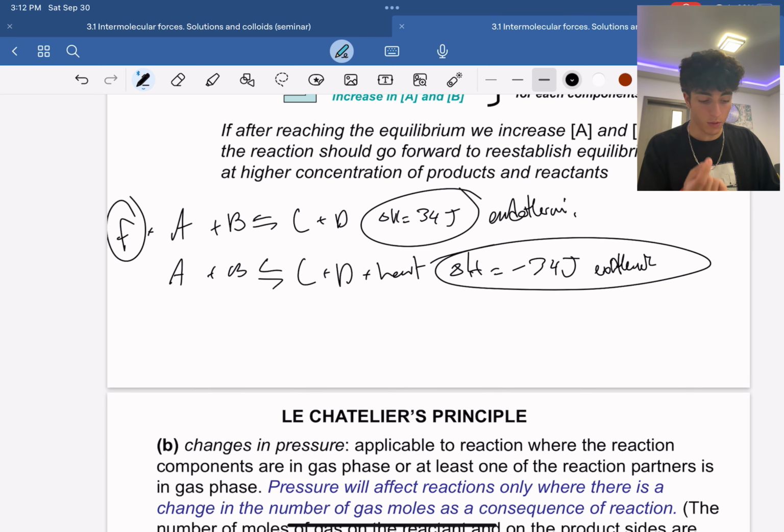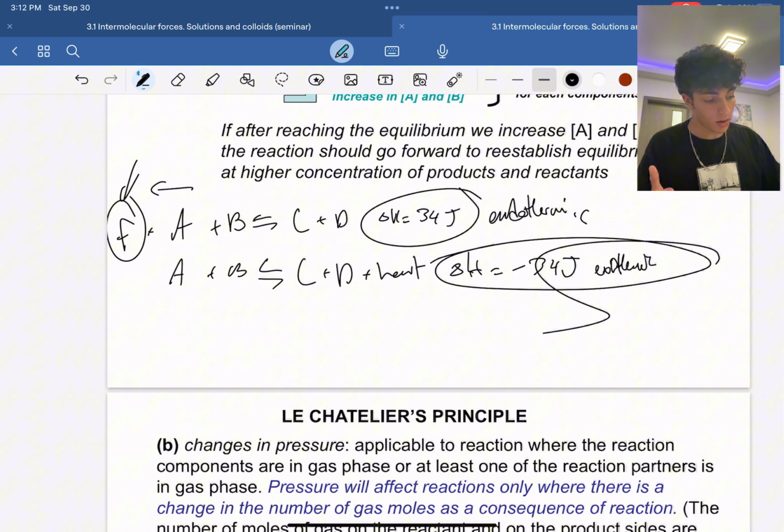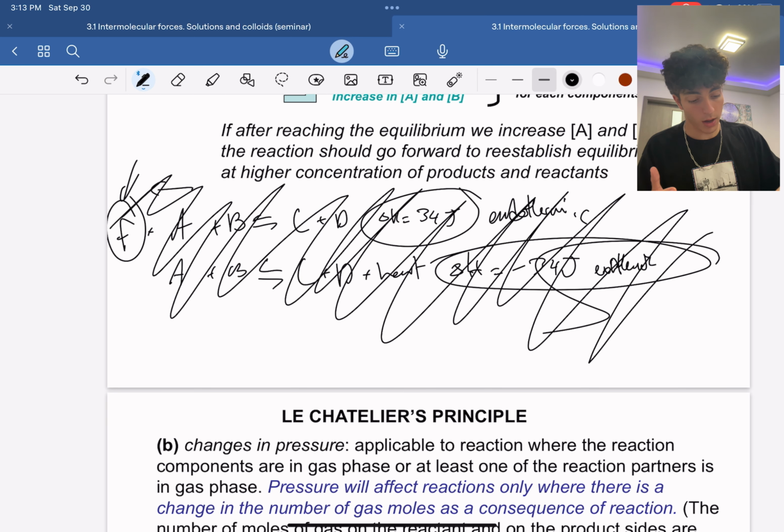for an endothermic reaction, if we were to increase the heat, for this type of reaction, we need to compensate by shifting to the right, because there's higher heat. And the same goes if we remove it. We go to the left. And the exact vice versa goes for exothermic reactions.